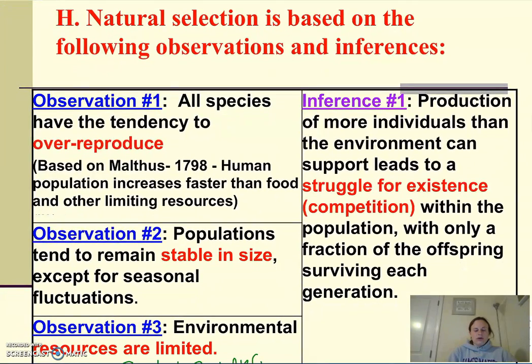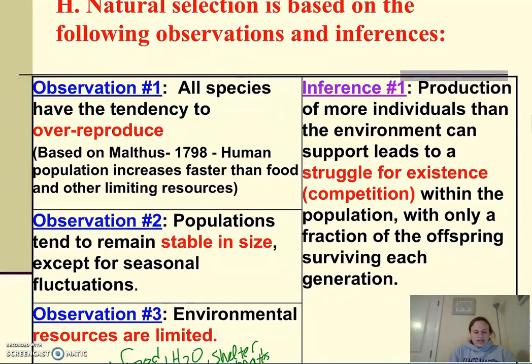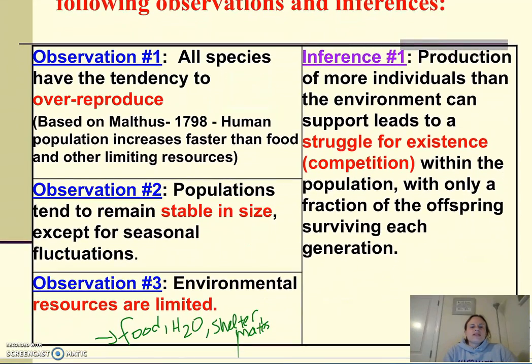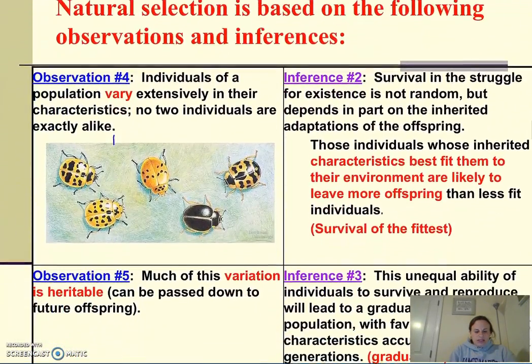So basically, Darwin based his idea of natural selection on the following observations and inferences. The observation that species have the tendency to over-reproduce to ensure that at least some of those offspring survive, the fact that populations usually remain stable in size, and the fact that environmental resources such as food, water, shelter, and mates are limited, all led to this idea that there is a struggle for existence. In other words, there's a competition among individuals within populations.